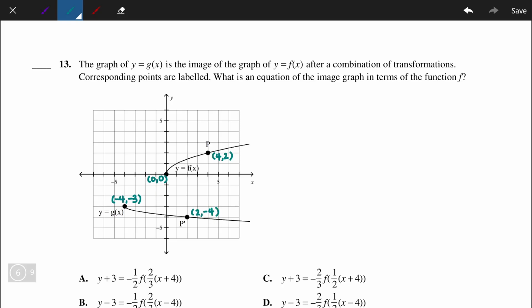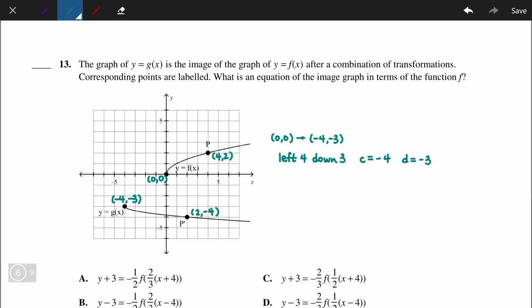So the fact that the point (0, 0) was relocated to (-4, -3) tells us that the graph was moved left 4 spaces and down 3 spaces. So therefore, the C value must have been -4, and the D value must have been -3.